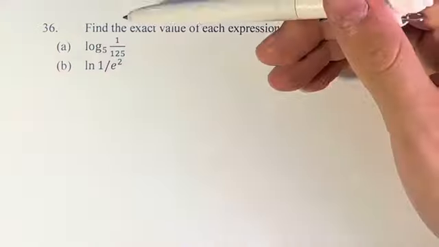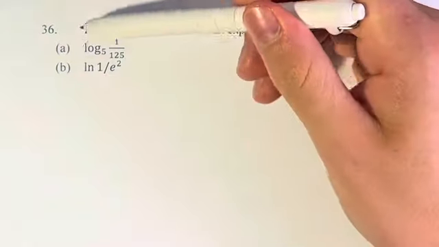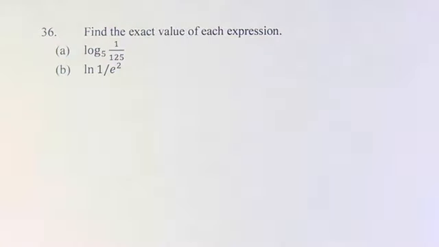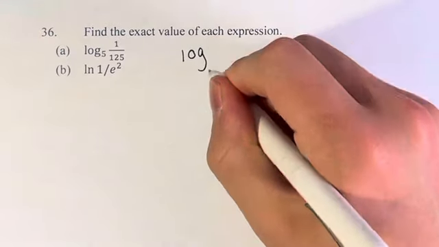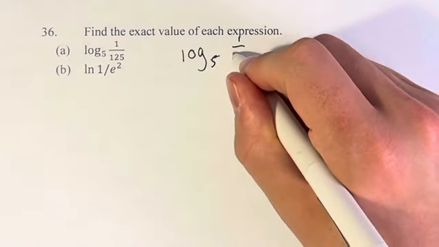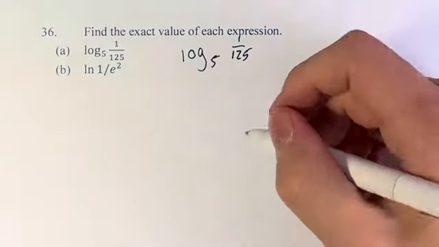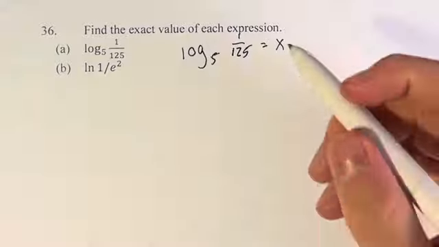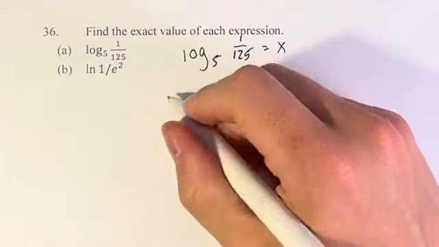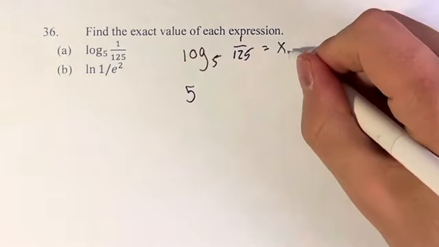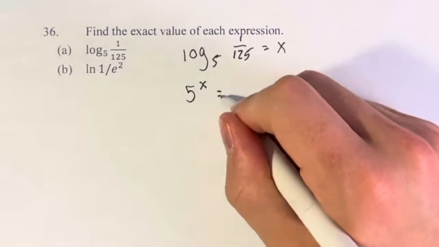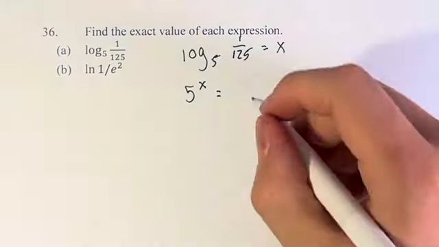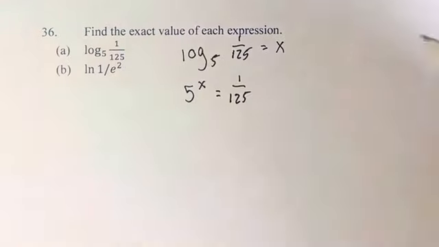In this problem, we're asked to find the exact value of each expression, starting with log base 5 of 1 over 125. So writing this out right here, let's set this equal to some variable x, where x is going to be our final answer. And the relationship of the logarithm states that the base 5 to the power of whatever the log is equal to, x, is equal to the value that the logarithm takes on, 1 over 125.